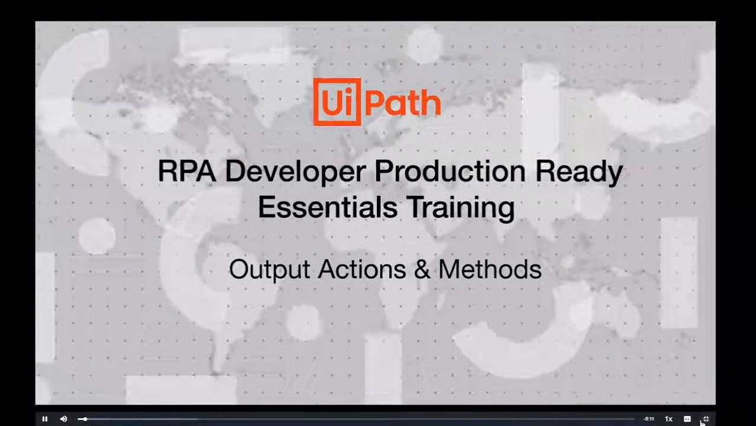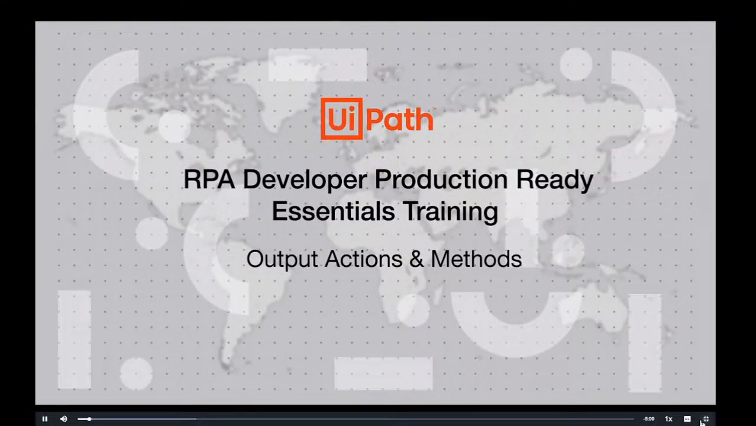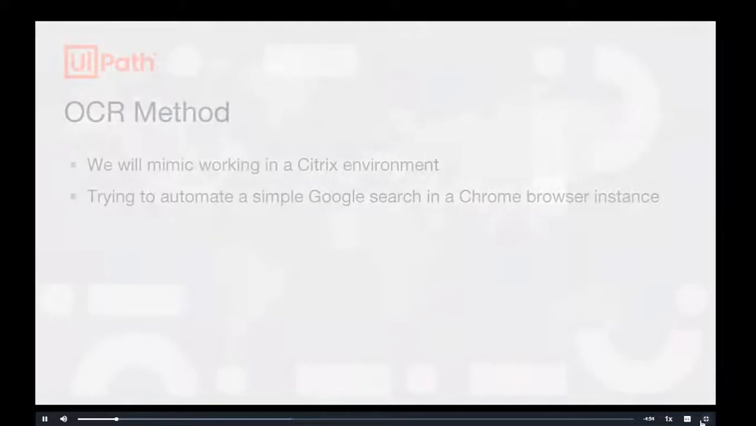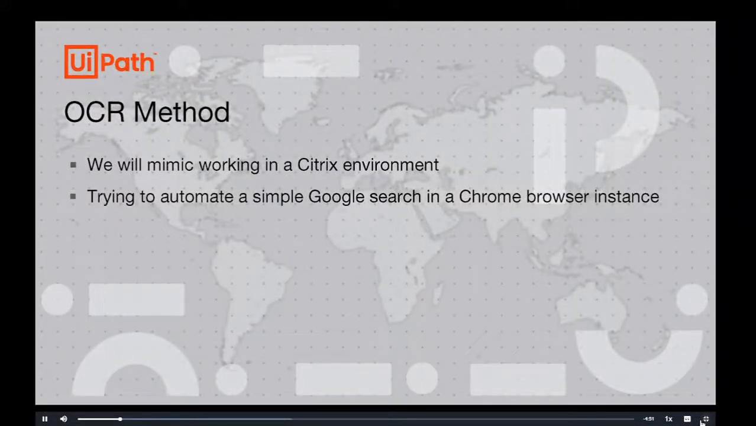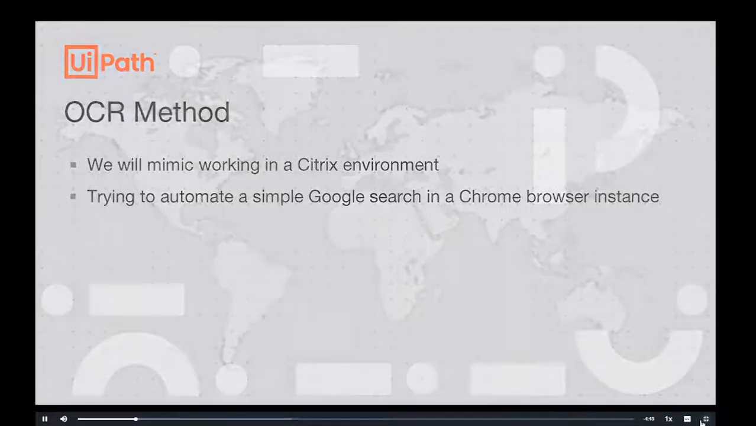Hello, and welcome back to the RPA Developer Production Ready Essentials training. Now that we've seen how UI interactions work when we're dealing with apps for which we have access to the UI elements, let's see how we retrieve text in the cases where we don't have access, like Citrix and virtual environments, when image recognition is the only solution. We will mimic working in a Citrix environment by trying to automate a simple Google search in a Chrome browser instance that runs without the UiPath extension installed.